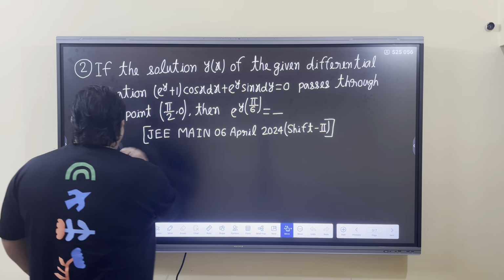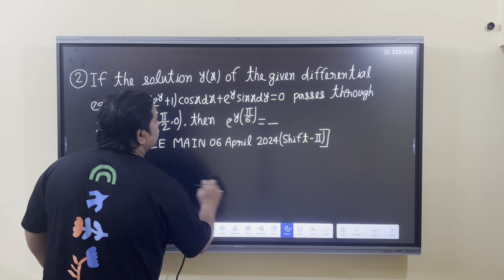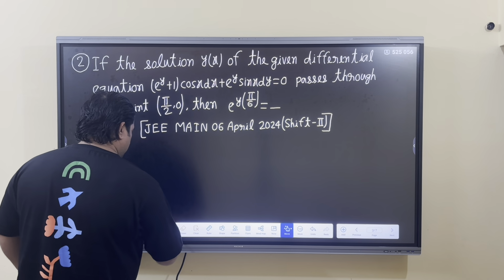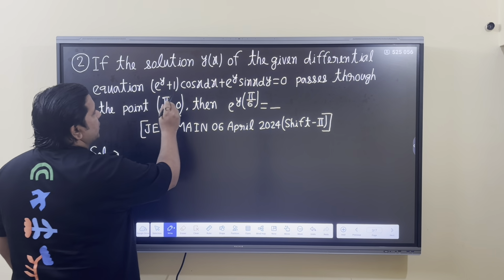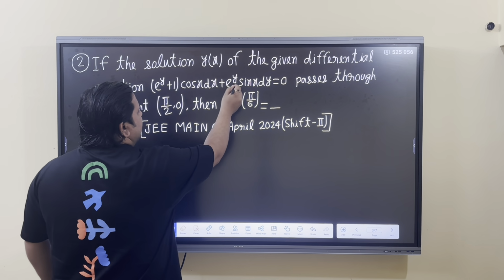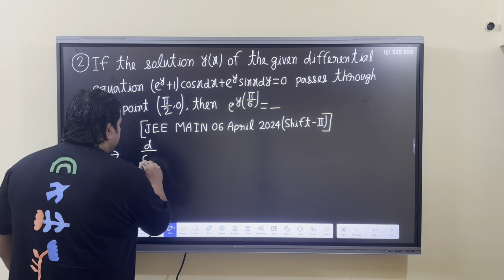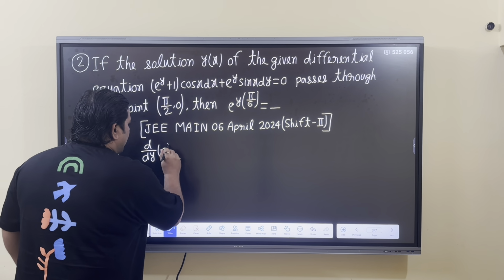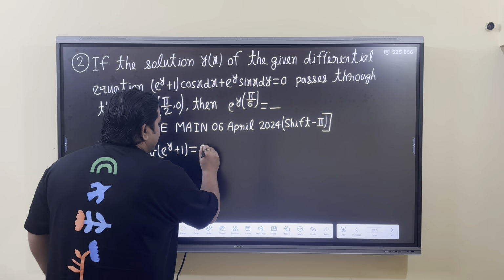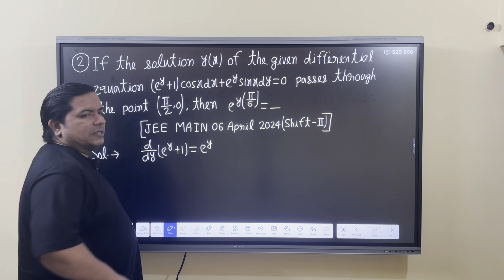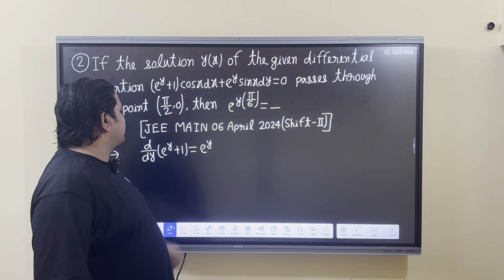So over here what we can observe is, if we differentiate e^y + 1 with respect to y, it will become e^y, and the differentiation of 1 will be 0. Similarly, if we differentiate sin x with respect to x, it will be cos x.